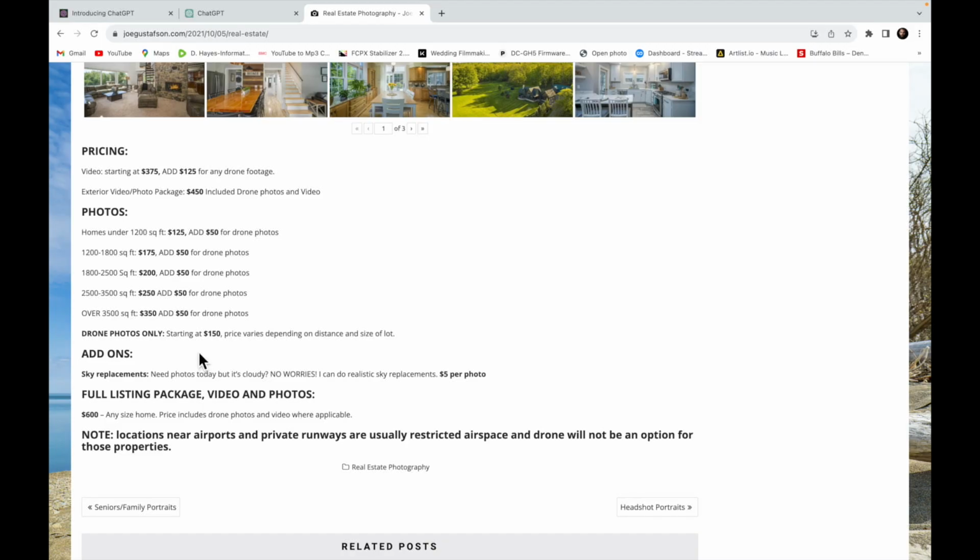Take that into consideration too when you are pricing your stuff out, especially for the interior photography, okay? And then I go from 1,200 to 1,800, 1,800 to 2,500. And again, you can tweak these. Do a little research in your area. What are the average brackets?